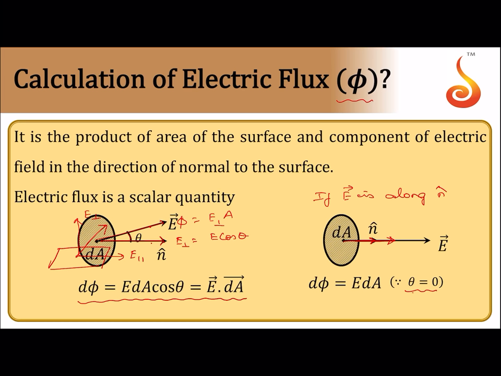Now, what will be the SI unit of flux? Flux is nothing but E into area. E is electric field, A is area. What is the SI unit for electric field? It is Newton per Coulomb. What is the SI unit for area? It is meter squared. Therefore, the SI unit of electric flux is Newton meter squared per Coulomb. N m squared C minus 1 is the SI unit of electric flux. Typical one marker question in your PU exam. Kindly note that down.